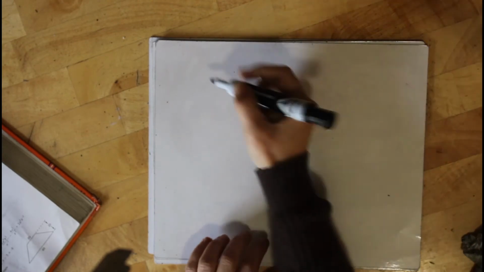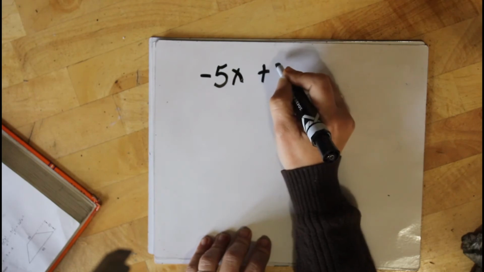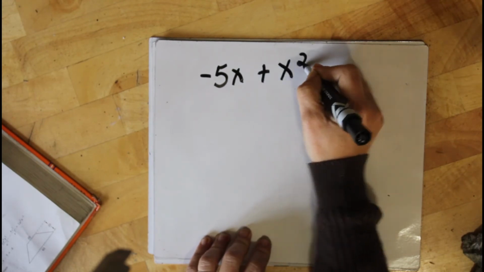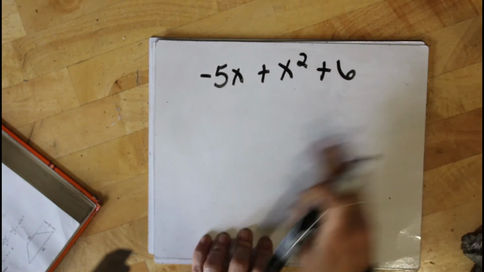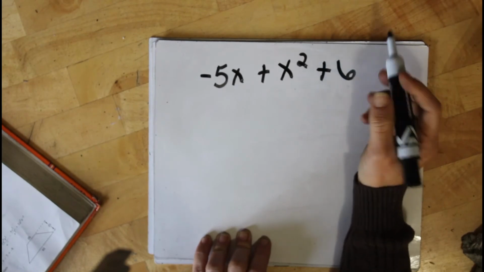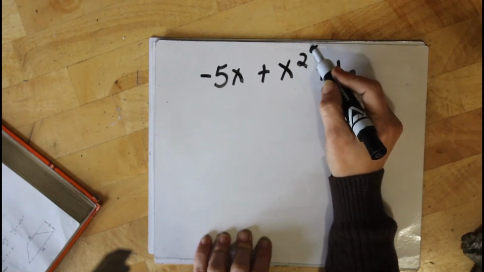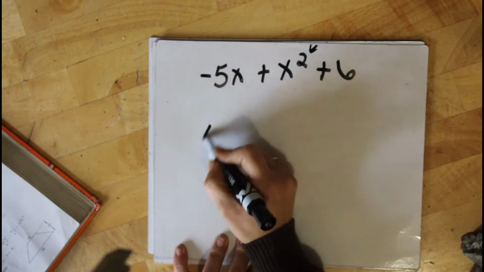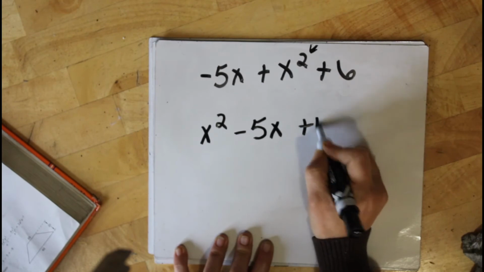And we're factoring negative 5x plus x squared plus 6. Okay, this one they're trying to trip you up. They've got it all mixed up, so we've got to put it in the right order. So we want it in descending order of the exponent. So the highest exponent is squared, so we're going to put the x squared first, minus 5x plus 6.